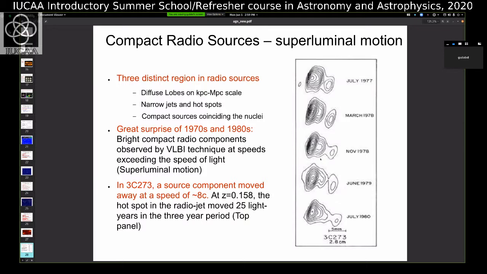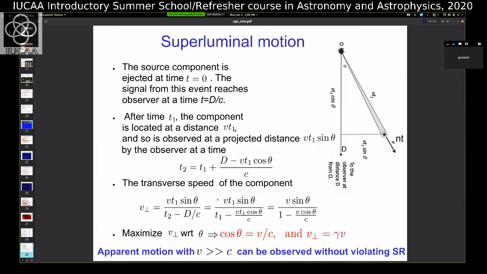So with time, this source is moving out, and therefore one can actually measure at what speed these blobs are moving. When people did that, there was a big surprise. In this case, 3C273, this blob appeared to be moving at 8 times the speed of light. But you may be surprised. How is it possible that something will move faster than the speed of light? This kind of thing does not violate the principle of special relativity. I'll just explain it to you. This is called superluminal motion.